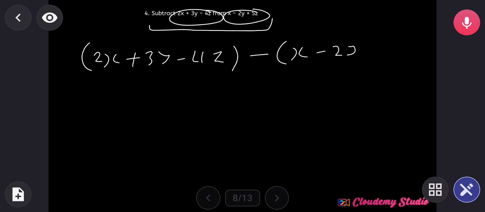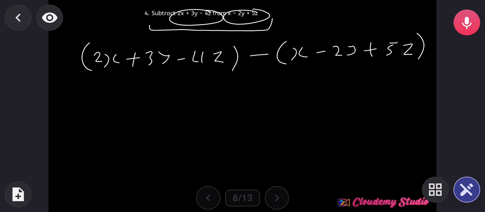They said subtract this one from this. What are we going to do? We just put into brackets, very easy. Put into brackets plus 3y minus 4z, right? Then subtract it from x minus 2y plus 5z. That's the subtraction. You are subtracting it from it. Now, what are you going to have?